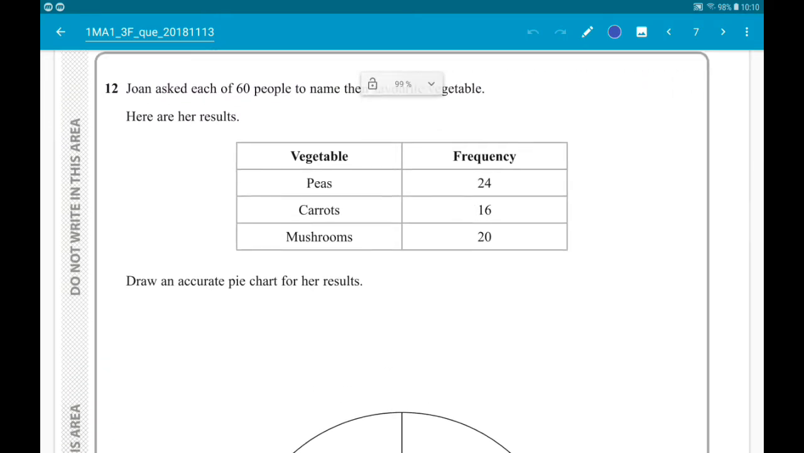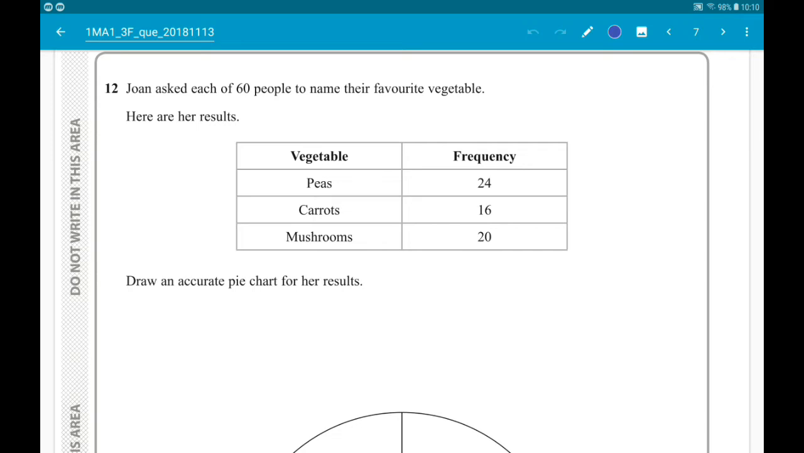Okay, then for number 12, we are told that Joan asked each of 60 people to name their favourite vegetable. Yummy. So here are her results. So 24 people said peas, 16 people said carrots, 20 people said mushrooms. We want to draw an accurate pie chart for our results.